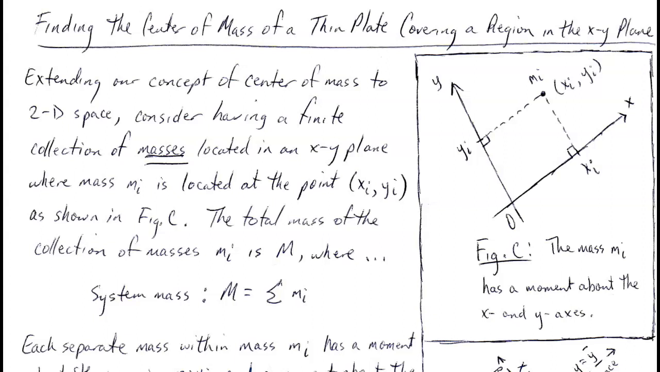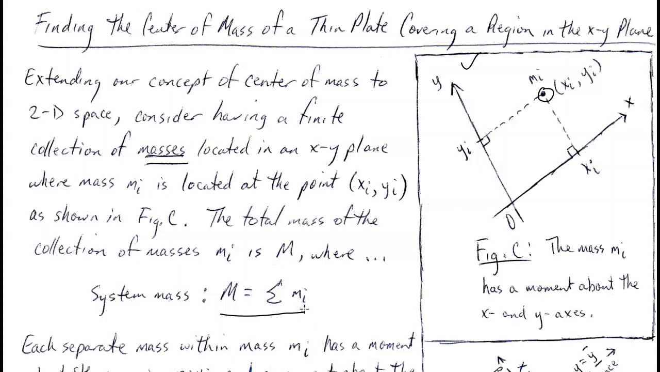We're going to extend our concept of center of mass to 2D space here, and we consider having a finite collection of masses located in an XY plane. That is what you see here. Just to make things easy, we're going to single out one single mass location. If we were able to point out every little mass location, m sub i, and add them all up, then our system mass would just be the sum of all those.